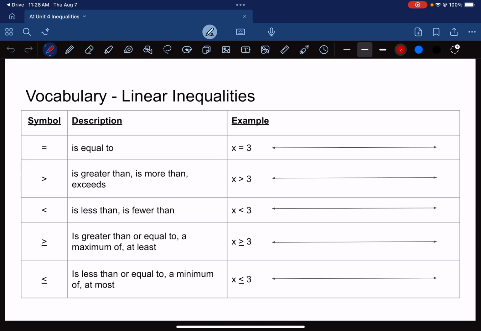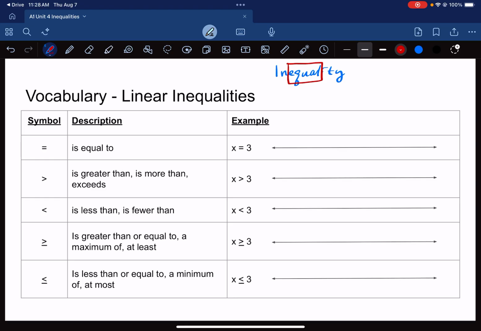So inequalities are statements that are not equal to something, but they are unequal. So there's the word equals in the word inequality. And unequal means they're not equal. So we're looking at ways that two things aren't the same. So one may be larger than the other, or we could say that one is smaller than the other. So you can see here we've got some descriptions and symbols and some examples we'll do.